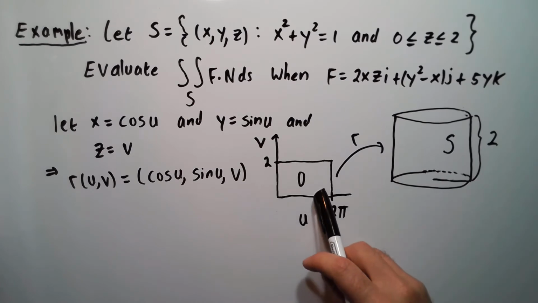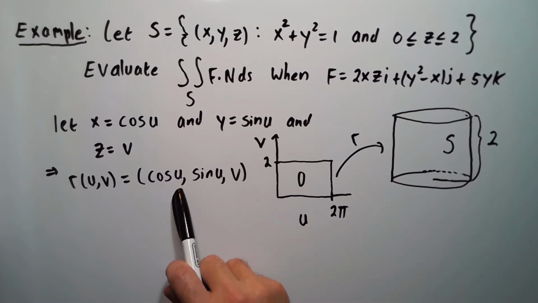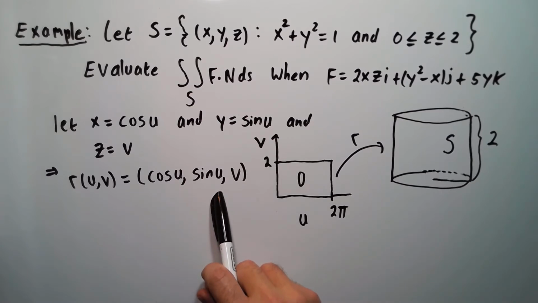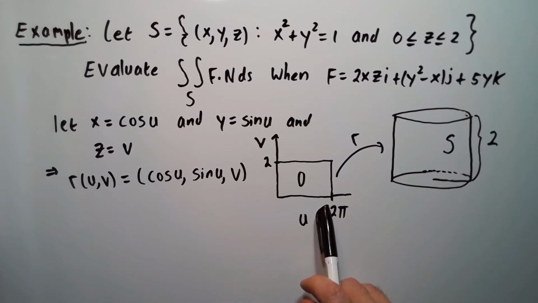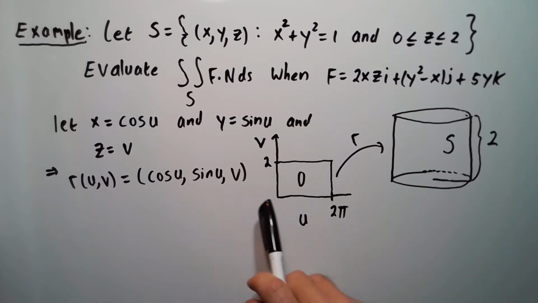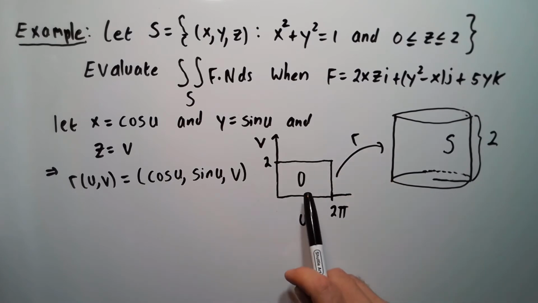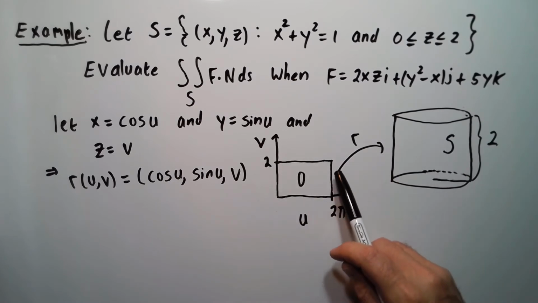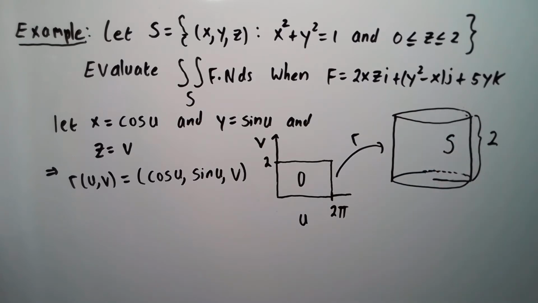Okay, so this is going to define our D region, so let's draw our D region. My D region will be like this, in the uv-plane. The angle, to pick up the whole unit circle, is going to have to go from 0 to 2 pi. And the v value is equal to z, so it's going to range from 0 to 2. So this D will map onto the cylinder. Okay, let's keep going.